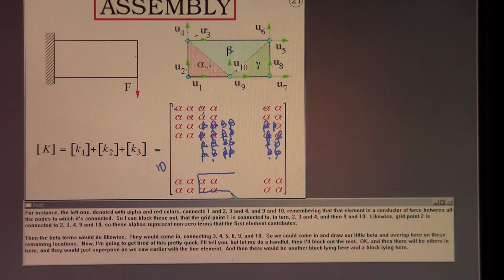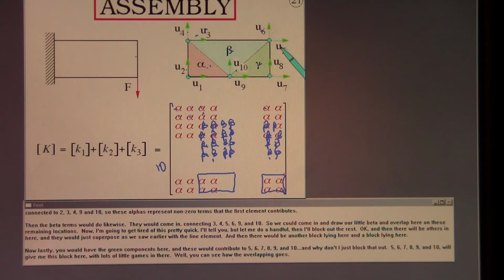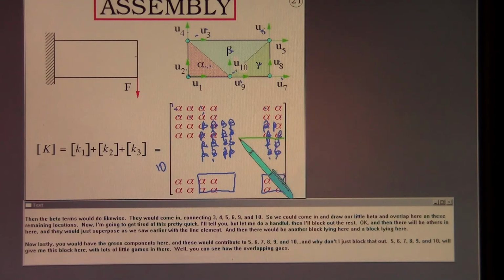And then there would be another block lying here and a block lying here. Now lastly, you would have the green components here, and these would contribute to 5, 6, 7, 8, 9, and 10. And why don't I just block that out? 5, 6, 7, 8, 9, and 10 will give me this block here with lots of little gammas in there. Well, you can see how the overlapping goes.